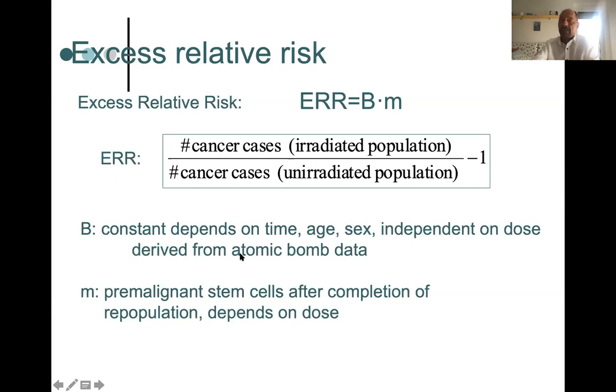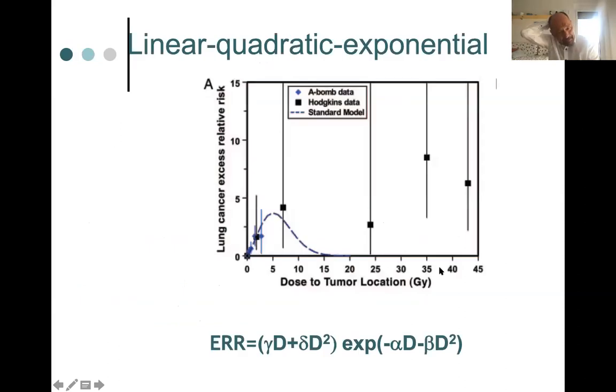And you can write ERR in a model as the product of a constant, which depends on time, age, sex, but is independent of dose, and M, which is the pre-malignant stem cells after completion of repopulation. This depends on the dose. The problem that you have is that these are the data for the lung cancer excess relative risk as a function of dose for Hodgkin's lymphoma data and for Hiroshima and Nagasaki. Now, Hiroshima and Nagasaki is necessarily related to a relatively low dose here because no one will survive 15 gray, 25 gray. But for Hodgkin lymphoma, which is partial body radiation, you can reach these doses.